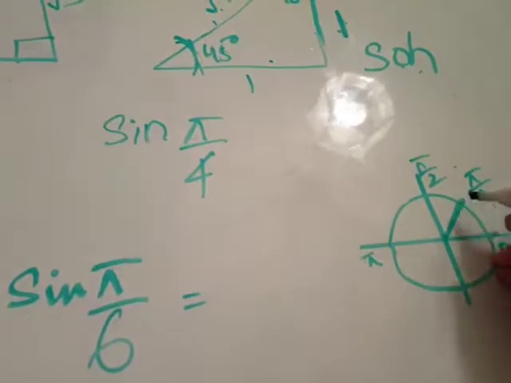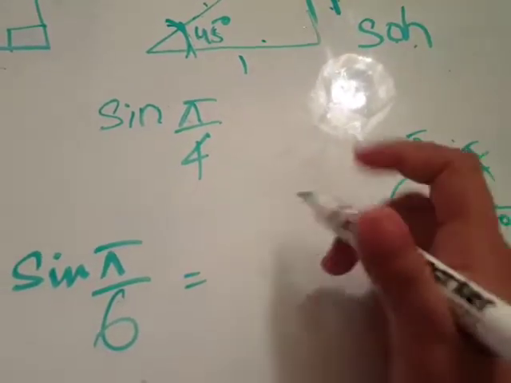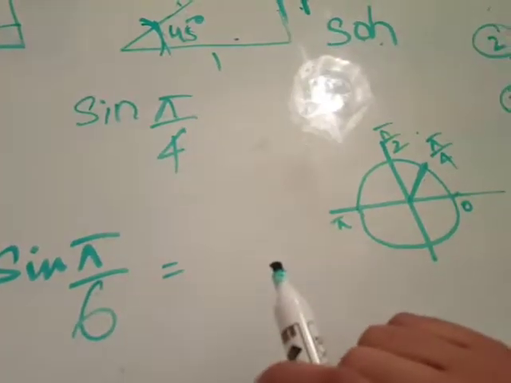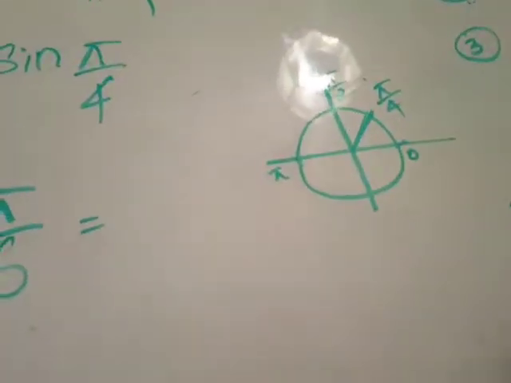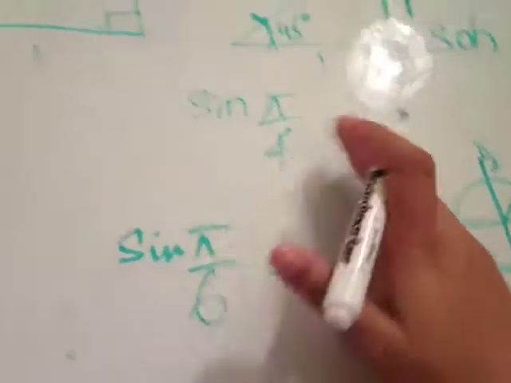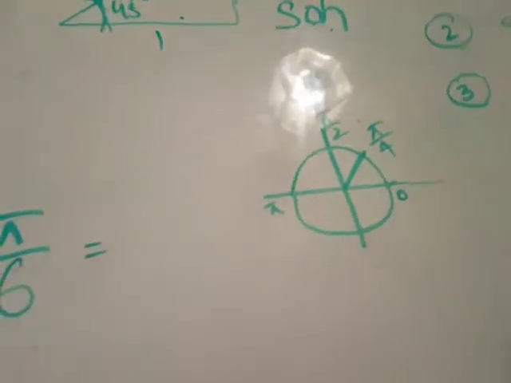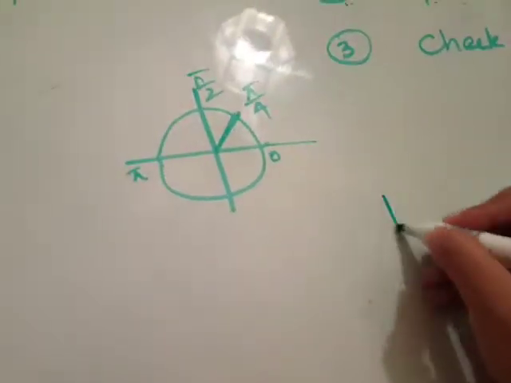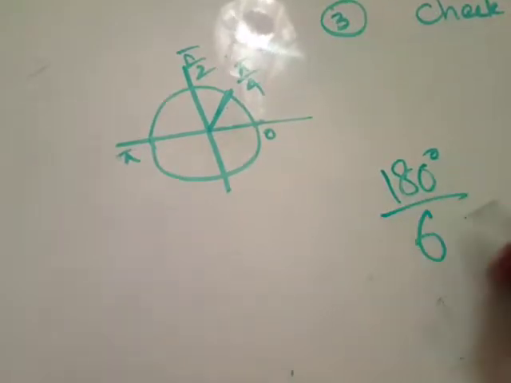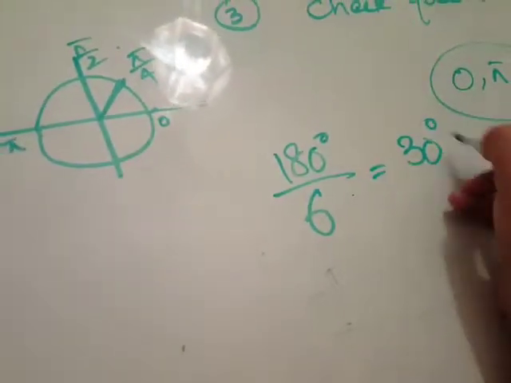So in the first quadrant, we know that all are positive. So there is no need to check. The answer will be positive. Okay? For example, now they ask you to calculate the value for sine pi over 6. So what is pi over 6? Pi over 6 is 180 degrees divided by 6. It is equal to 30 degrees.